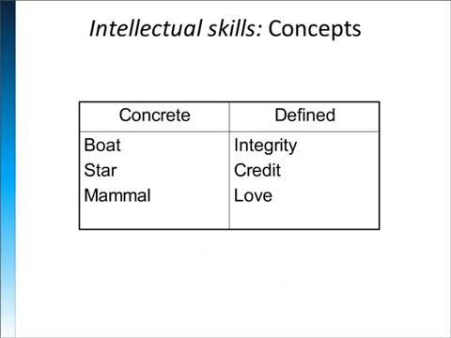Next in the intellectual skills domains is concepts. In some versions of Gagné's taxonomy, he differentiates between concrete concepts and defined concepts. A concrete concept is a concrete object and is something you can point to. Here are some examples: boat, star, mammal, etc. These are all concrete concepts. On the other hand, we have a defined concept, which is something that cannot be identified by pointing to it. Some examples of these are integrity, credit, love, those kinds of things.